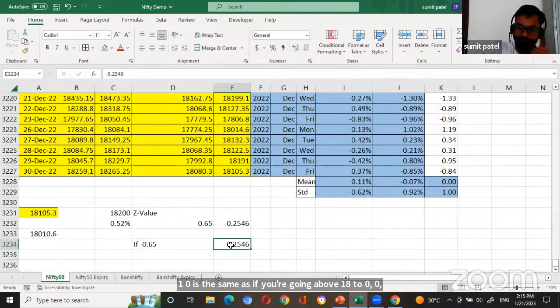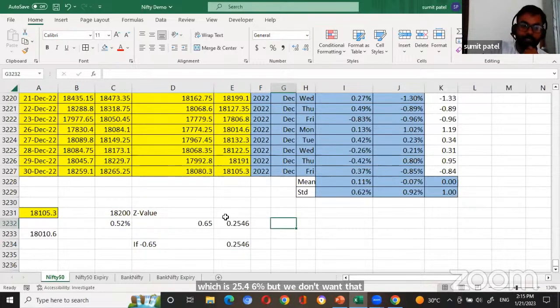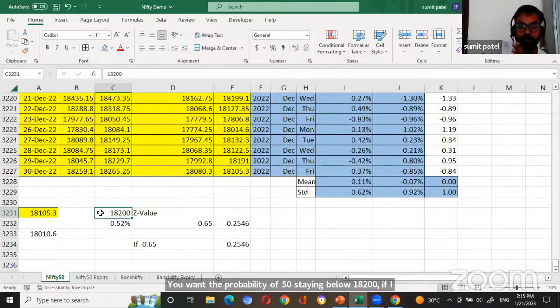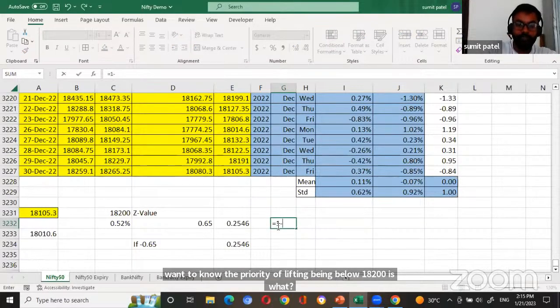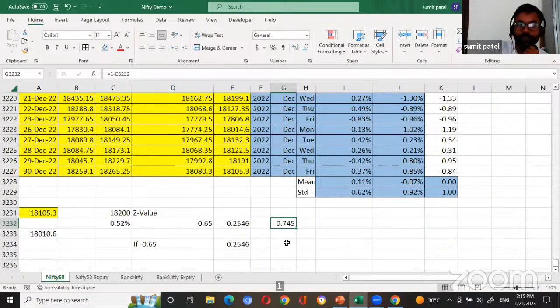But we don't want that. We want the probability of Nifty staying below 18,200, for example. Now, if I want to know the probability of Nifty being below 18,200, it is 1 minus the probability of Nifty going above 18,200, which is 74.5%. Is this clear? It's a game of probability now.